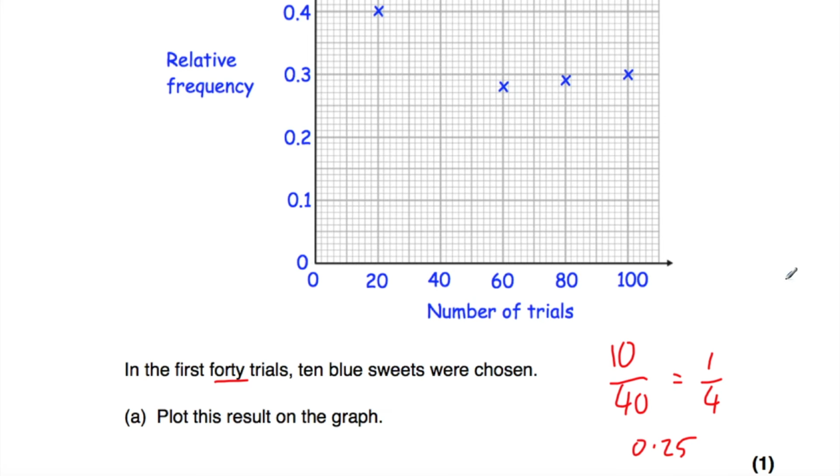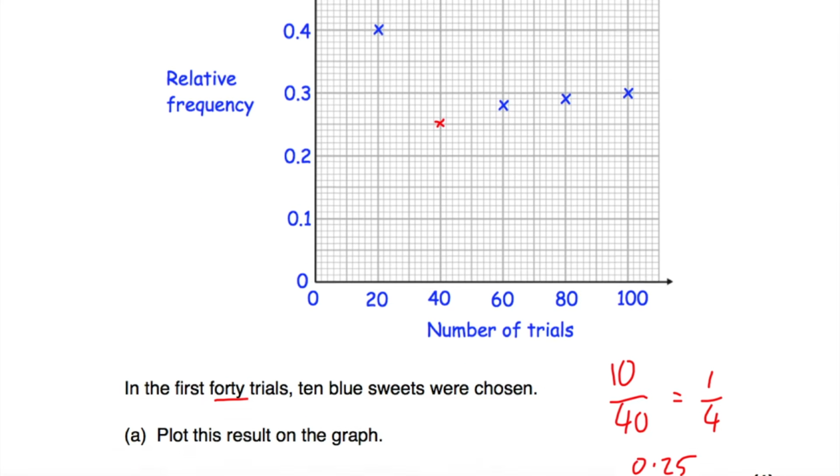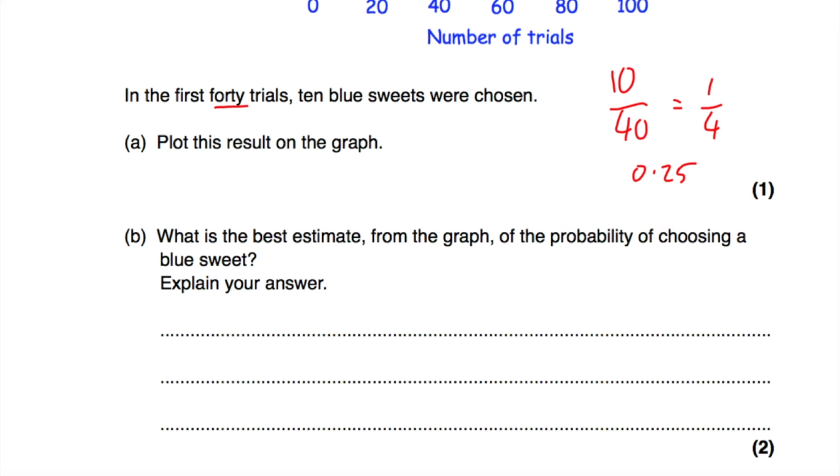So we've been asked to plot that on the graph, so let's go to our graph. And we go across the 40 and we go up to 0.25, which would be here in between 0.2 and 0.3. So that would be there. So that's that point plotted. And then we've been asked, part B, what is the best estimate from the graph of the probability of a blue sweet? Explain your answer.